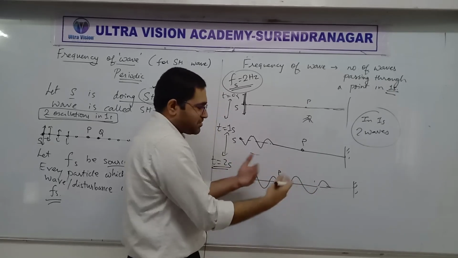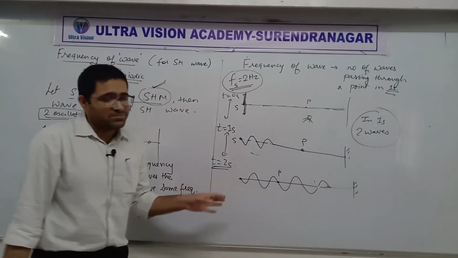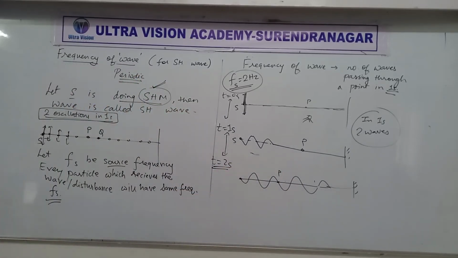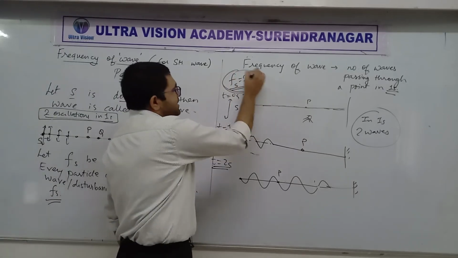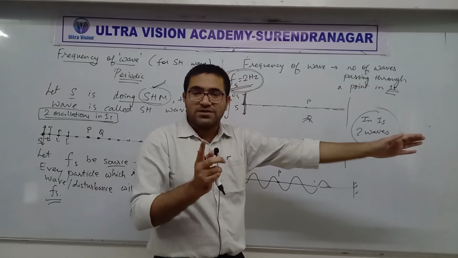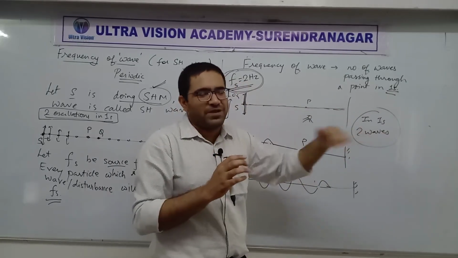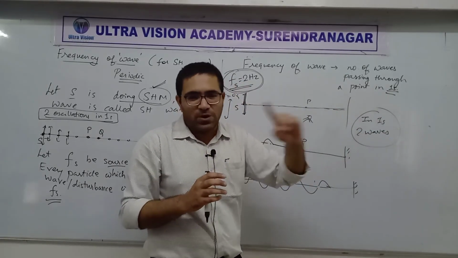Diagram again not to the scale as it should be, but anyway. You understand what I'm saying? Why is it like that? Once again, it's because the source is generating 2 waves and it is throwing them in 1 second. So wherever the point is, you are going to get 2 waves going through that point in 1 second.